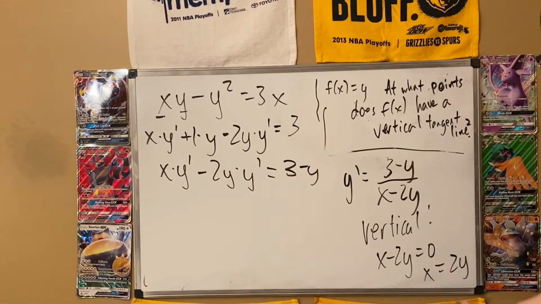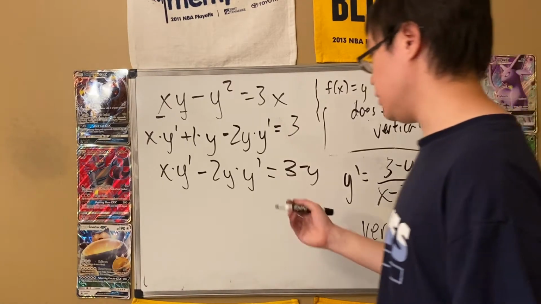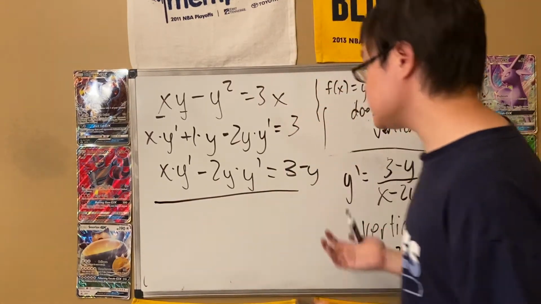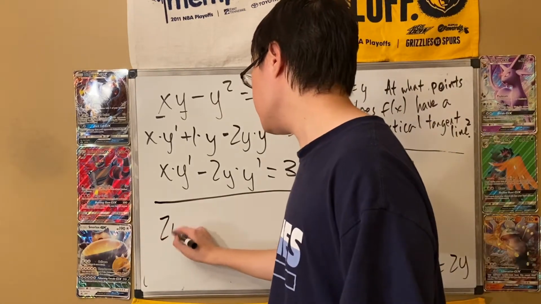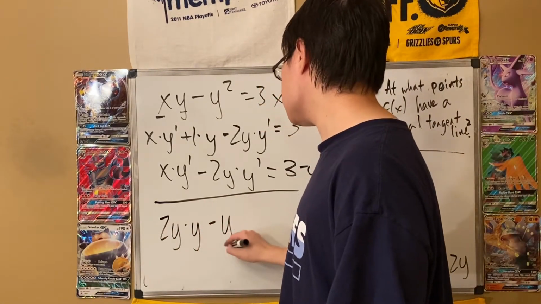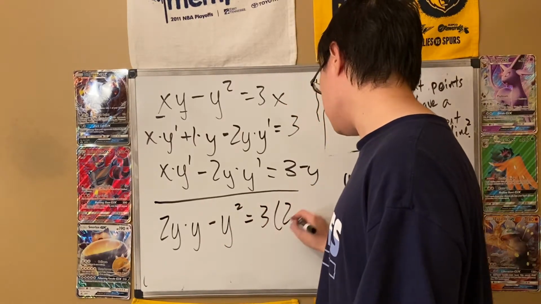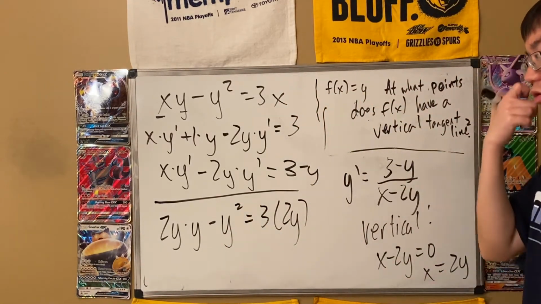And how are we going to do that? Well, we're just going to replace all the x's with 2y basically. So it's going to be plug in, to find the actual coordinates. x is equal to 2y, that's going to be 2y times y minus y squared equals 3 times 2y, because all the x's became 2y's.